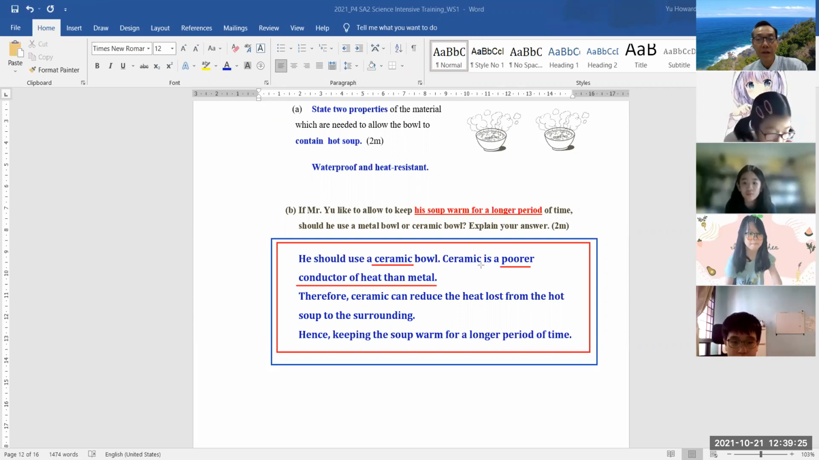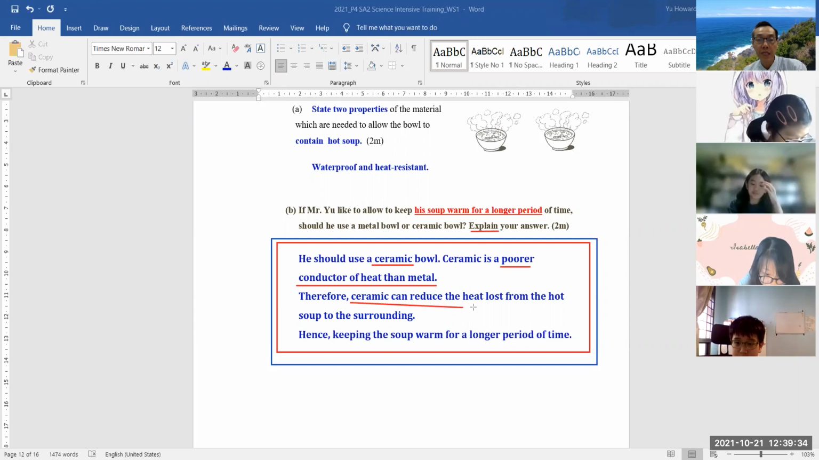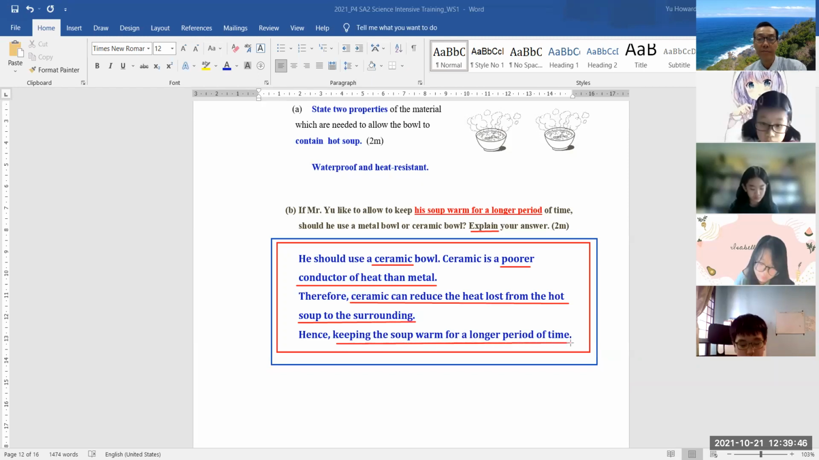Okay, so ceramic is a poorer conductor of heat than metal. Okay, thirdly, you must explain. So this is the explanation. Ceramic can reduce heat loss from the hot soup to the surrounding. It can reduce the heat loss, so keeping the soup warm for a longer period of time.